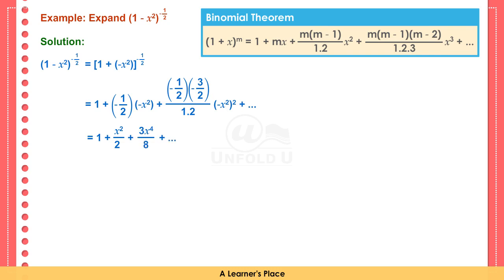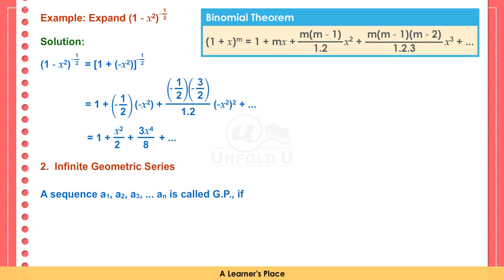The second type of series which we are going to study is the infinite geometric series. A sequence a1, a2, a3, so on, an is called a geometric progression if a(k plus 1) upon ak is equal to r for k equal to 1, 2, 3, so on, n minus 1.